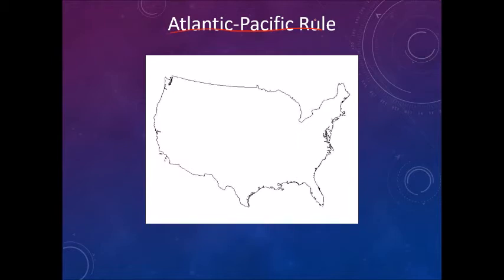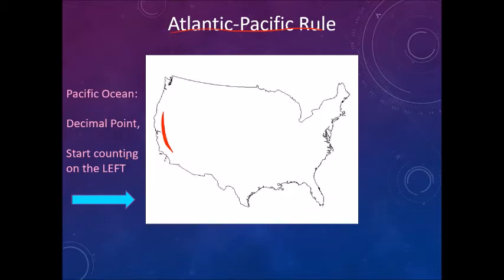And it's based off of where the Atlantic and Pacific Oceans are in the United States. So over here on the West Coast, which ocean is over here? Anybody have good geography skills? What's going to be over here, this ocean? That's the Pacific. Good. So the Pacific's over on the left side if you're looking at a map of the United States. We say Pacific Ocean has a decimal point. It has to have a decimal point in the number.